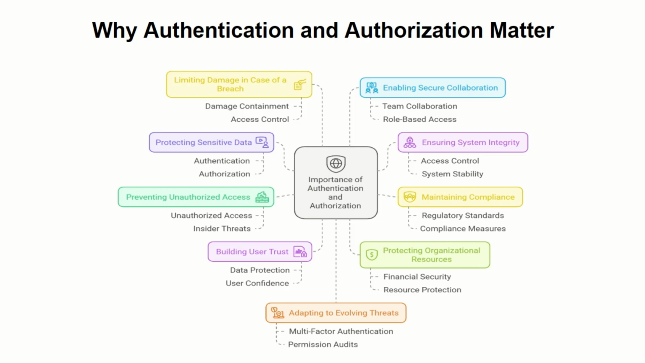Then system integrity. Authentication and authorization ensure that the right people have access to the right parts of the system by controlling what users can and cannot do. Without proper control, malicious actors could alter system settings, steal data, or cause disruptions.